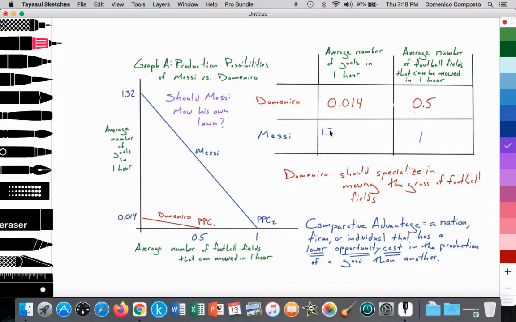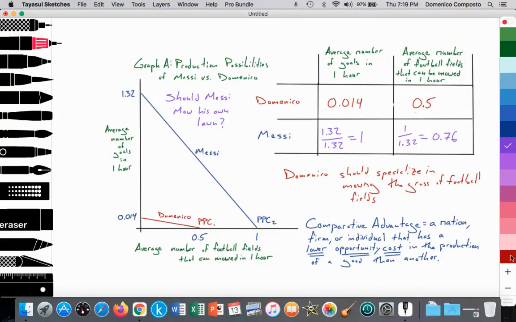So this is 1.32, and I'm going to divide that by itself, so I can see in the time it takes to score one shot, how many football fields could I have cut. So this is going to be 1 divided by 1.32, and that equals 0.76. So what this is telling us is that in the time it takes Messi to score one shot, he lost the opportunity to cut 3/4 or 0.76 or 76% of a football field.